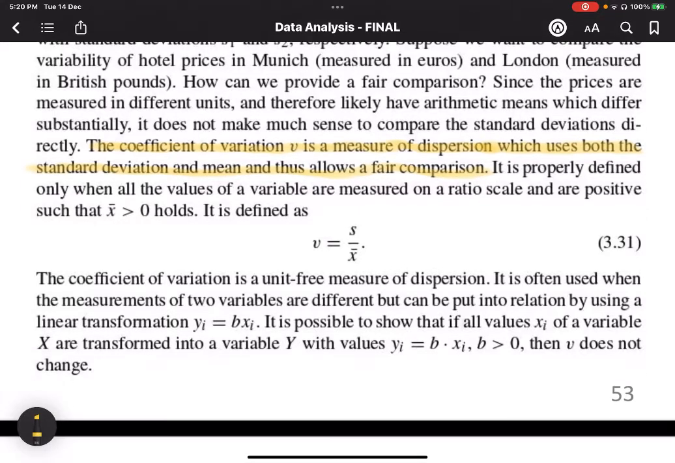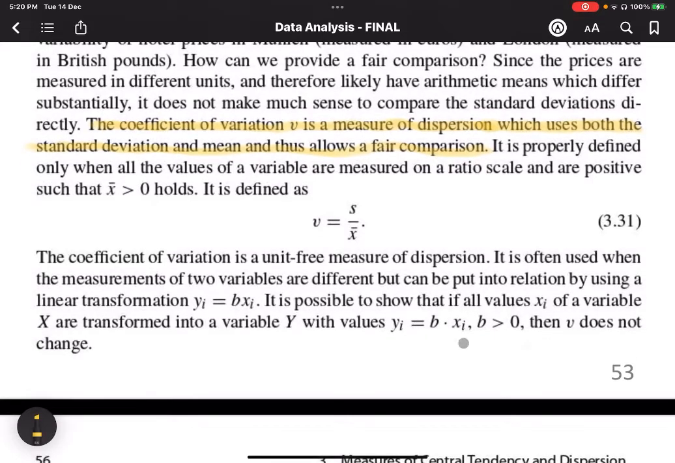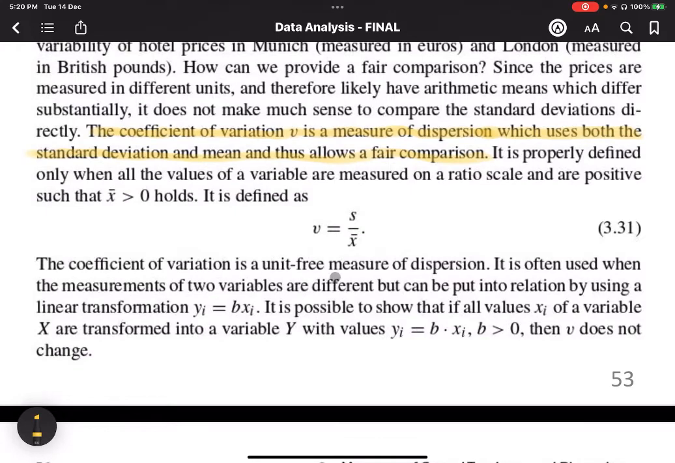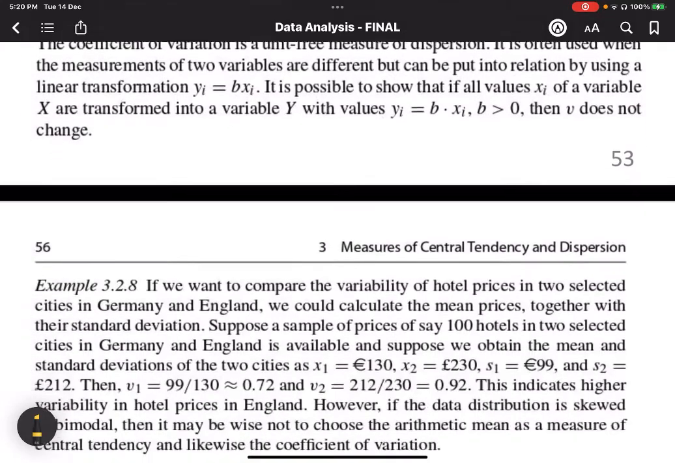But we can assign a unit using the linear transformation yi equals b times xi. It is possible to show that if a value is xi of a variable x, transformed into variable y with values yi equals b times xi, where b is greater than 0, then V does not change. If we can assign a unit, no, then we can also use this linear transformation.